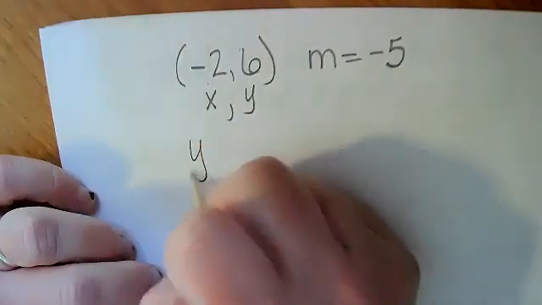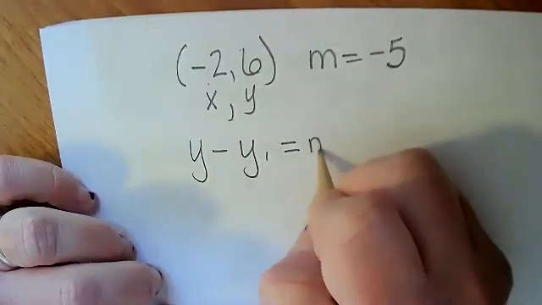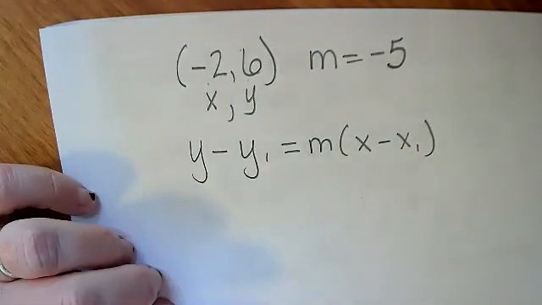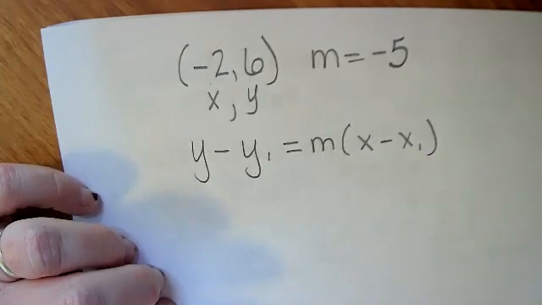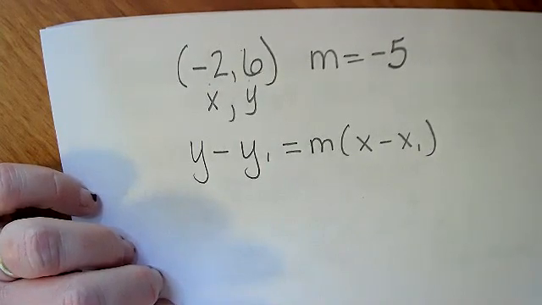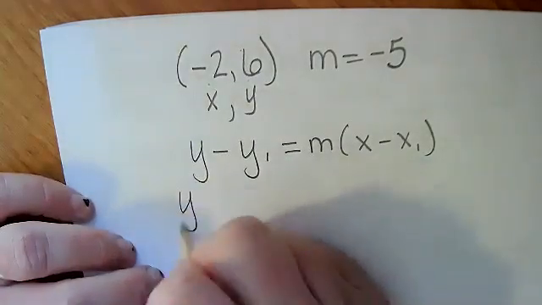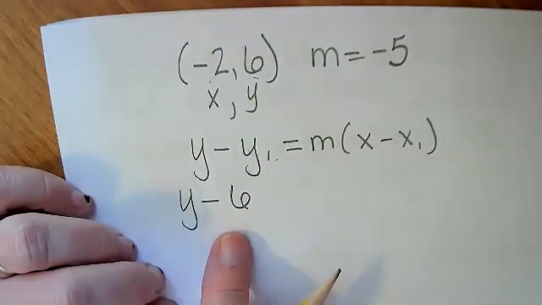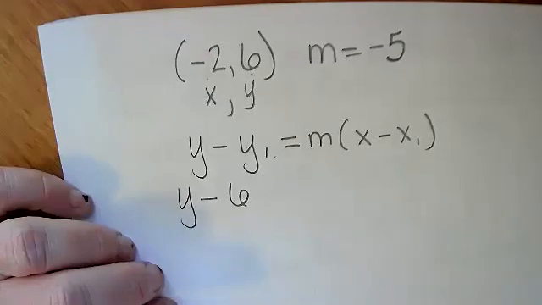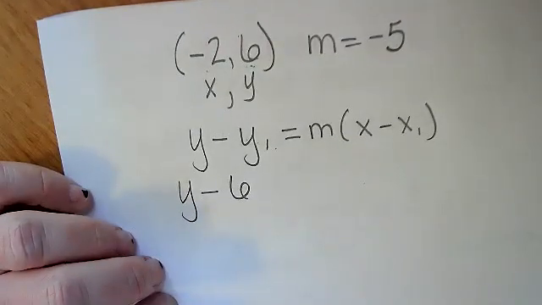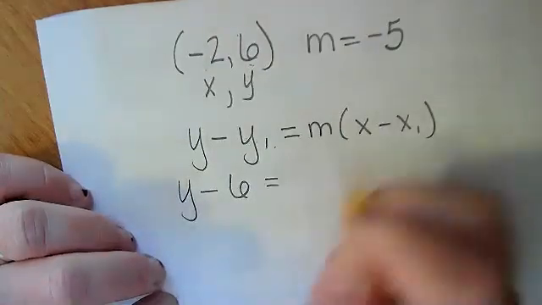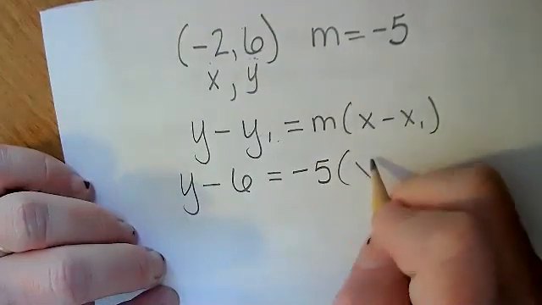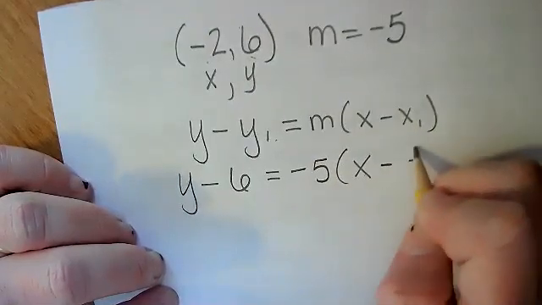So first step, I highly recommend that you write that down. Okay, every time, every single time. Okay, now let's plug in. So y minus y1, your y coordinate is 6. So I just plug that in. Okay, all right. Equals my slope, which is -5, times x minus my x coordinate of -2.